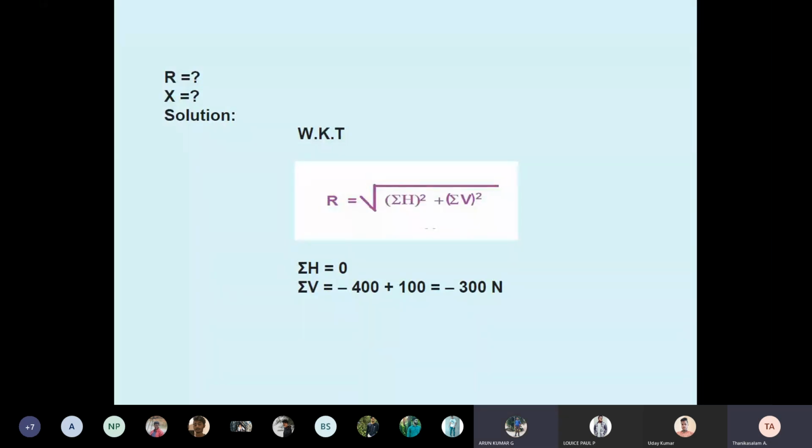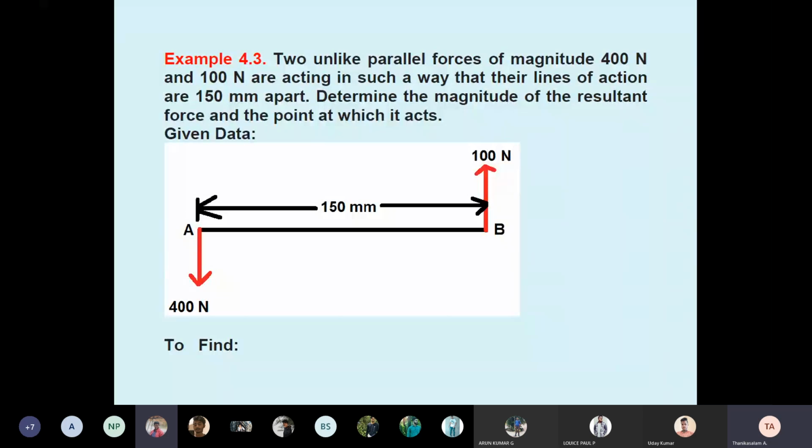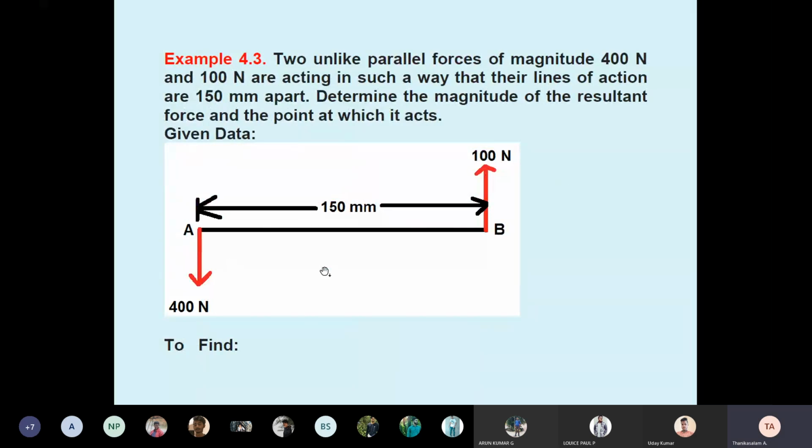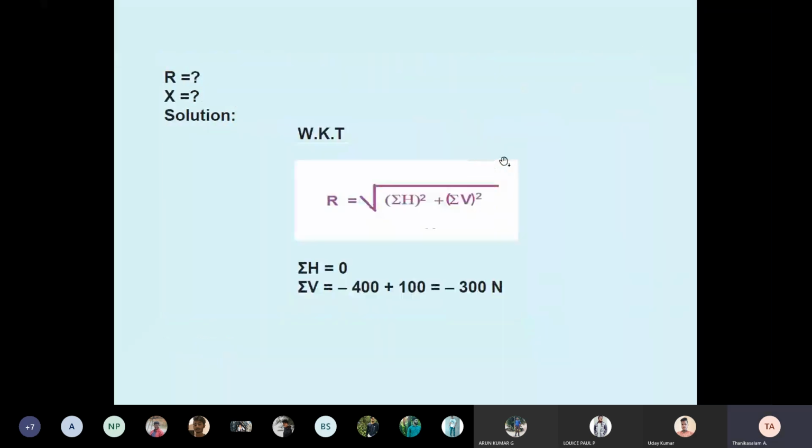Do you understand why I am putting summation H as 0? Yes, sir. There is no horizontal force, only vertical. Now see the vertical forces. What are the vertical forces? 400 Newton is acting vertically downward, minus y direction, so minus 400. 100 is plus y direction. So minus 400 plus 100, so minus 300 Newton.